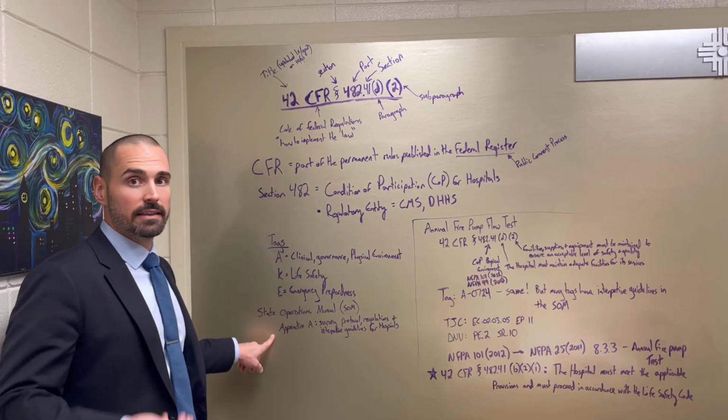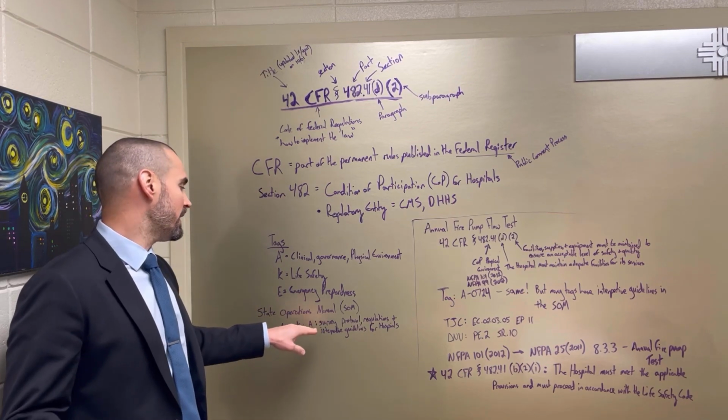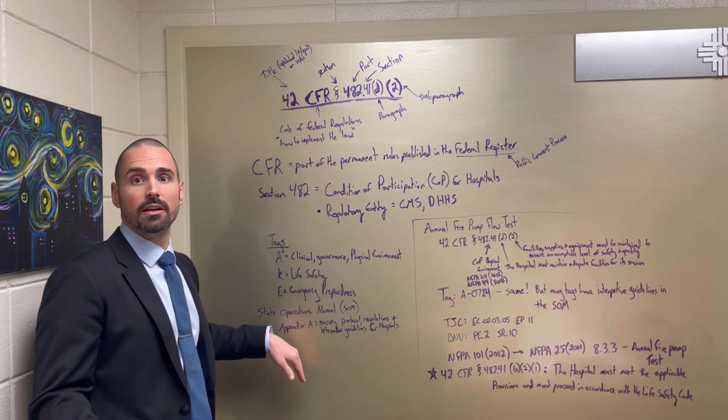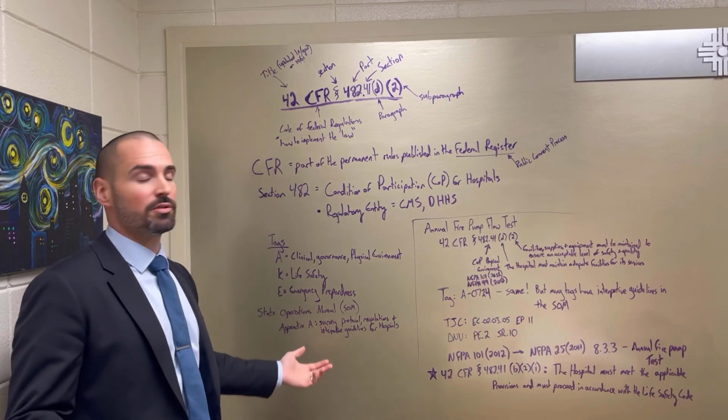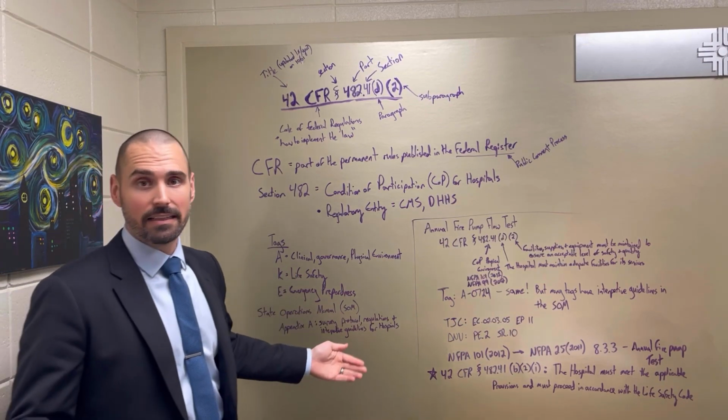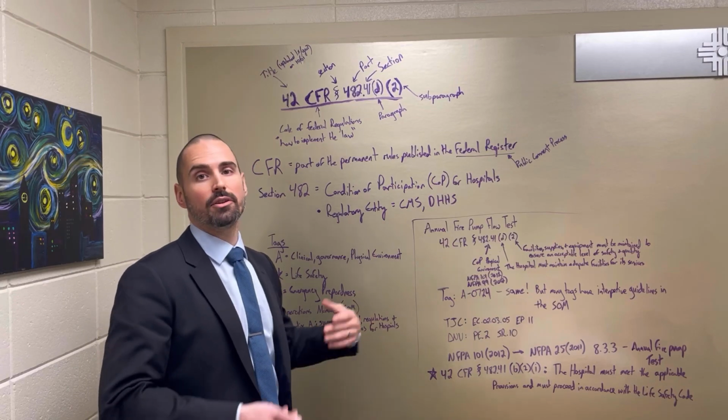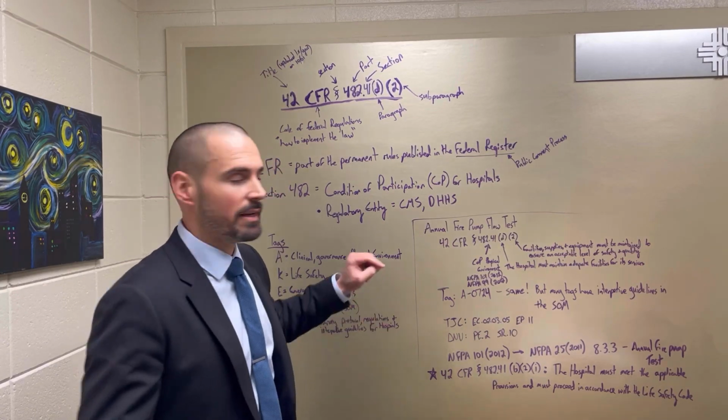of the guidelines. Appendix A covers survey protocols and interpretive guidelines for hospitals and how to survey them. And that's important as we get into our example here.